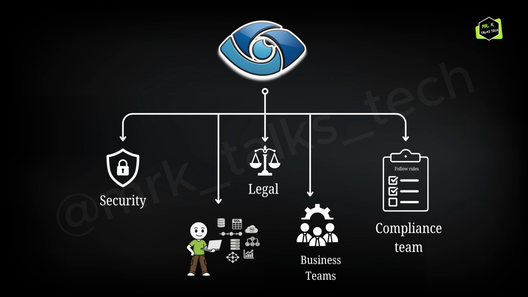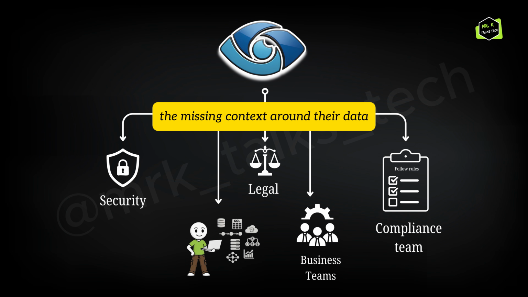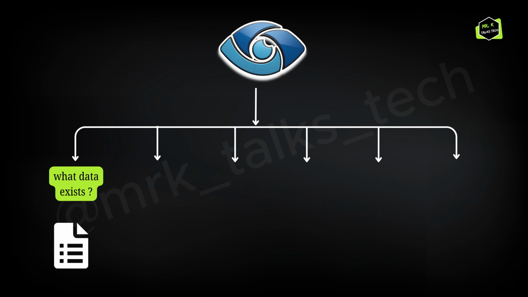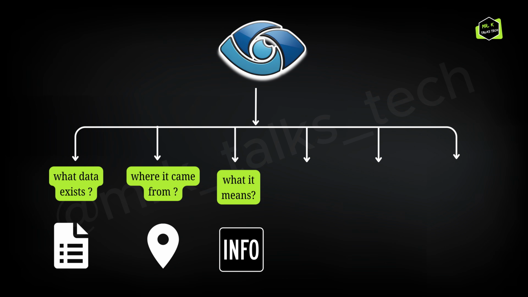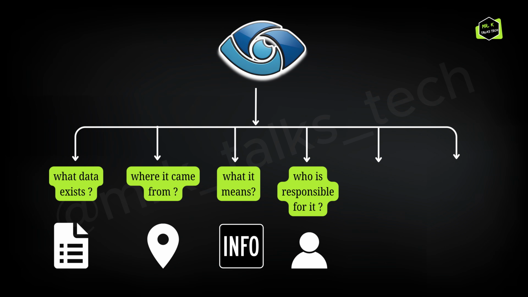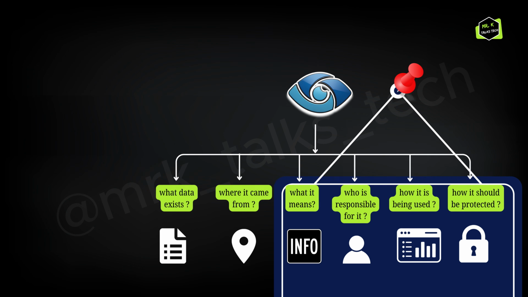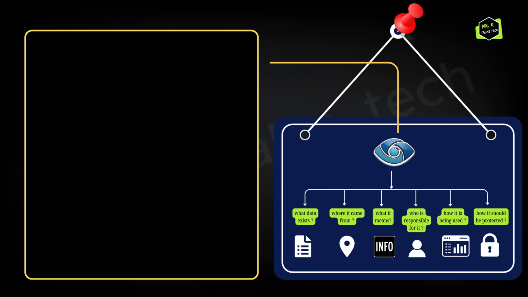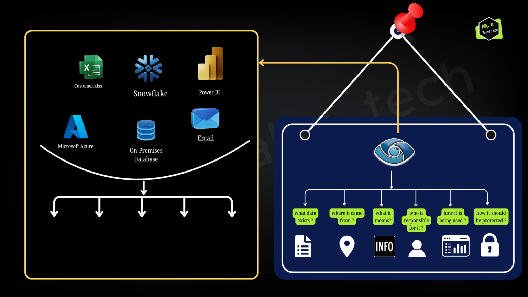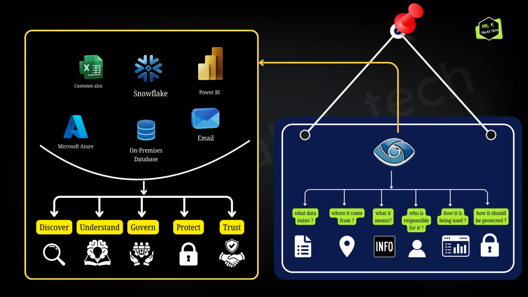So, Microsoft Purview is not only a tool for security, legal, or compliance teams, it gives data engineers and business teams the missing context around their data. It shows what data exists, where it came from, what it means, who is responsible for it, how it is being used, and how it should be protected. That is why Microsoft Purview matters. It turns scattered company data into something that can actually be found, understood, governed, protected, and trusted.